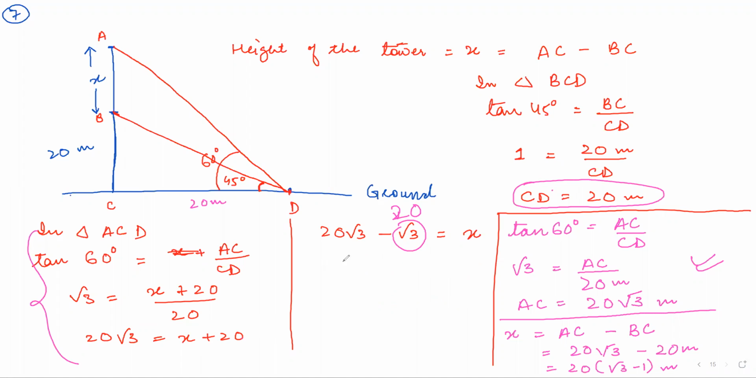Right? So yes, ultimately, ma'am, the same thing I'm getting. 20 times root 3 minus 1 is equal to x. So both ways you'll get the same thing. So hence the height of the tower is 20 times root 3 minus 1 meters. So you can directly find AC and then subtract, or you can do it like this, x plus 20 directly here and then find the value of x. It's your choice.